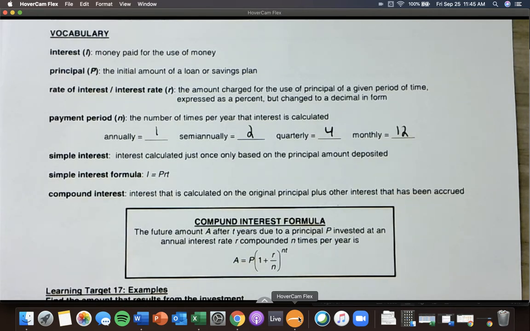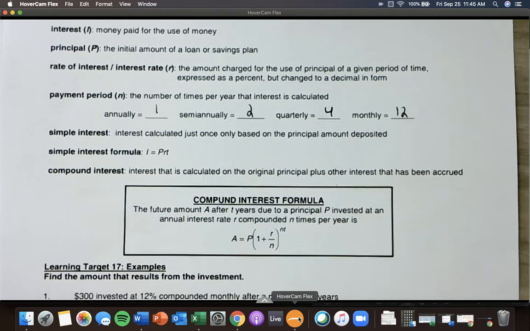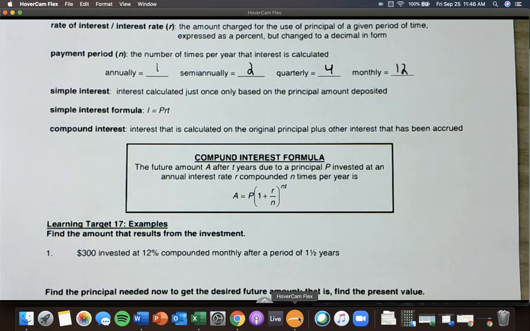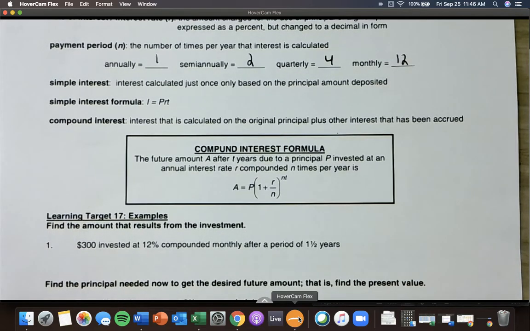But what we're really going to be talking about today is compound interest. That's interest that is calculated on the original principal plus other interest that has been accrued. We have a formula here, and it's the formula we're going to use anytime we talk about compound interest. It's the future amount A after T years due to the principal P invested at an annual interest rate R compounded N times per year.